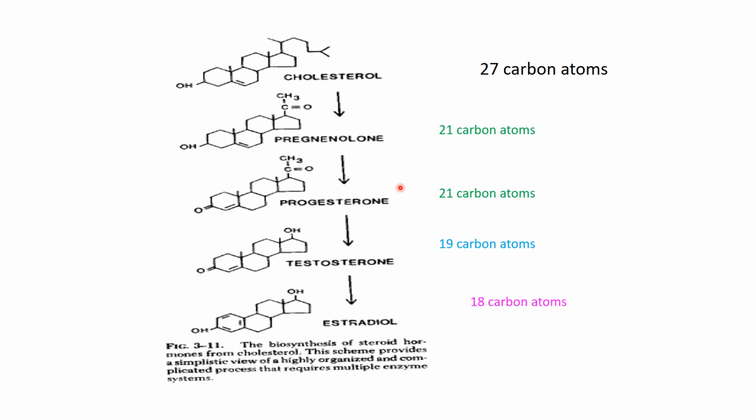And then to make testosterone, we remove 2 carbons. An enzyme came in there and removed 2 carbons, number 20 and 21. Number 20 and 21 are now gone. So that leaves 19 carbons. So there's number 18 and there's number 19. That carbon right there is number 18 and that carbon is number 19.